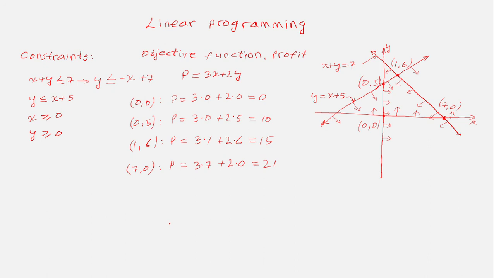So to find the max, we are finding the max profit, right? We simply look at these results. Which one is the biggest? Since 21 is the biggest, this is our max. And that max will be accomplished at this point right here, 7, 0, right?